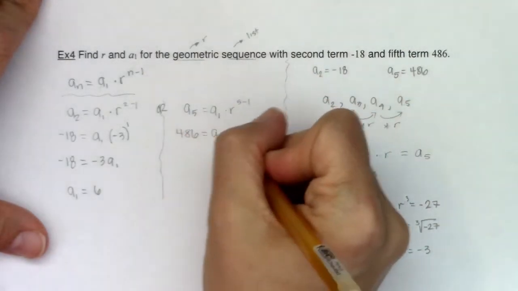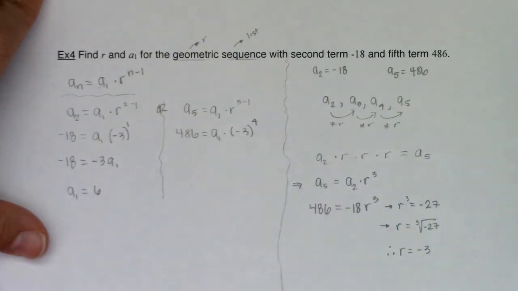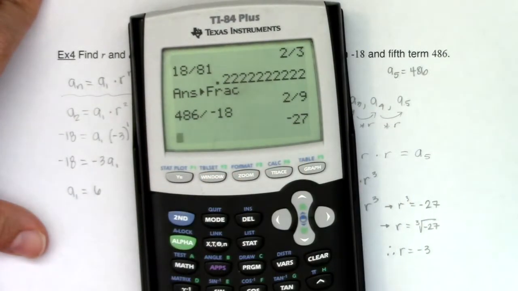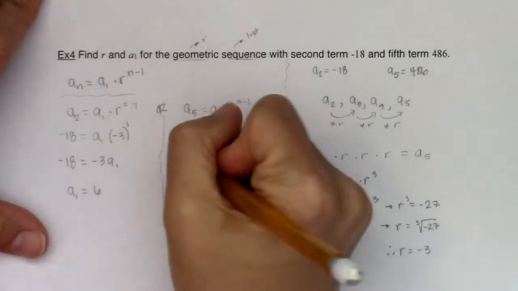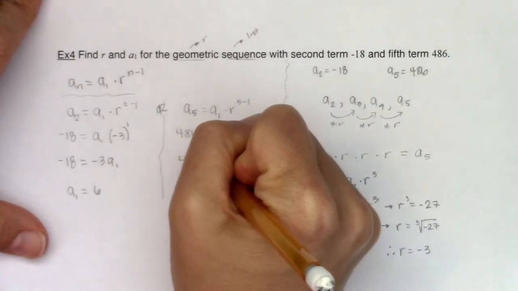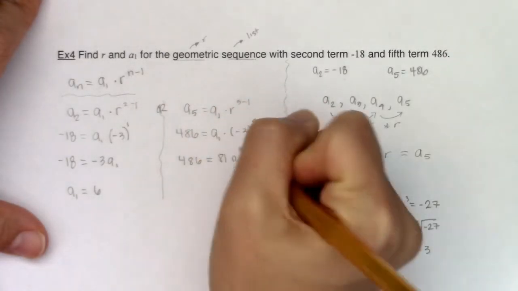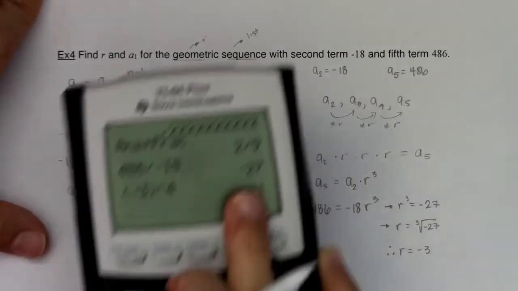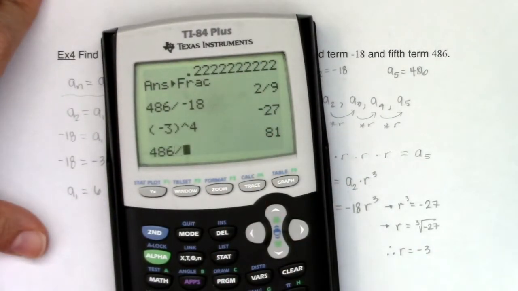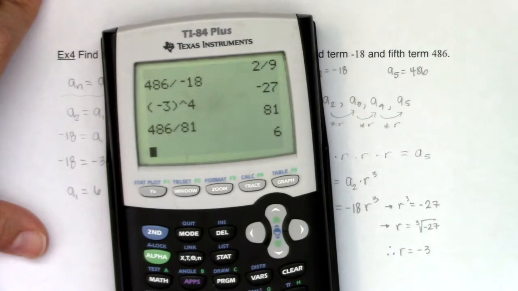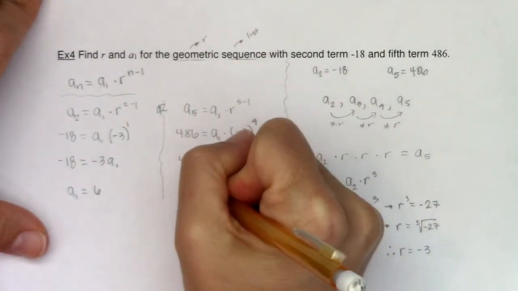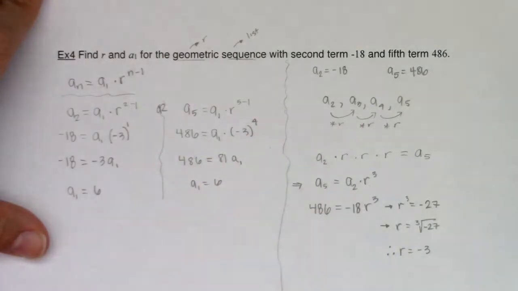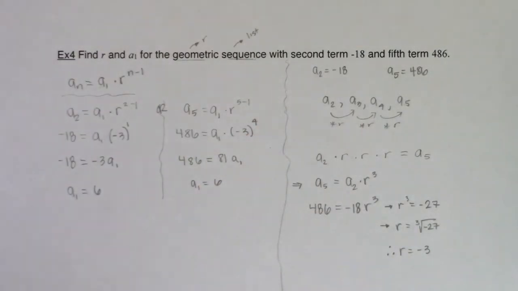All right, so let's see what we have here. Negative 3 to the 4th. Maybe you've got those powers of 3 down. But if I did negative 3 to the 4th, it's 81. There we go, 81. So this would be 486 would equal 81a. I'm going to divide both sides by 81. And if we do 486 divided by 81, sure enough, we get a sub 1. Oops, this should say a sub 1 is equal to 6. So either way, we're getting this to work.